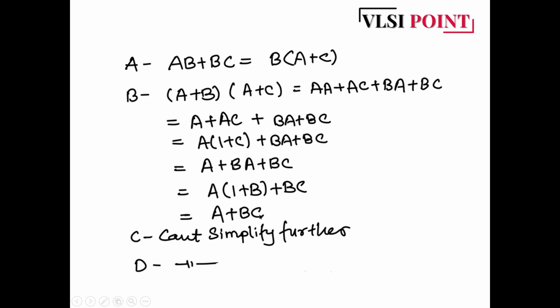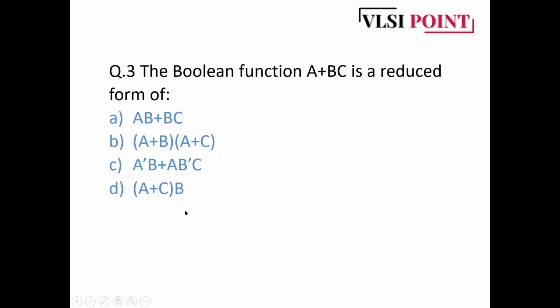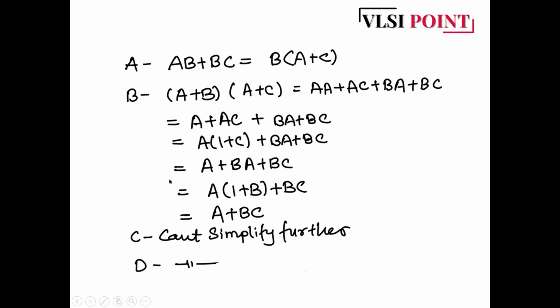And if you see options C and D, we can't simplify them further because they are already in reduced form. In A bar B plus AB bar C, there is nothing you can take in common, and D also is already in the reduced form. So what is our answer? Our answer is option B.